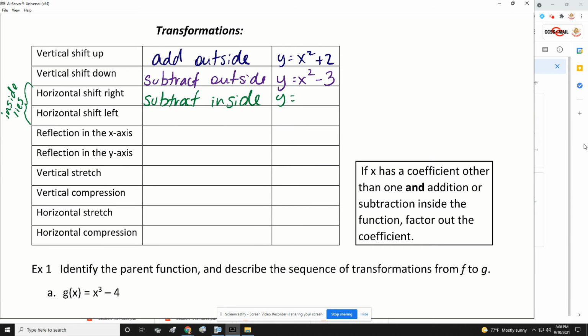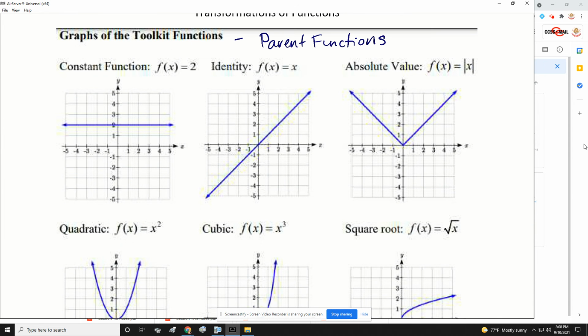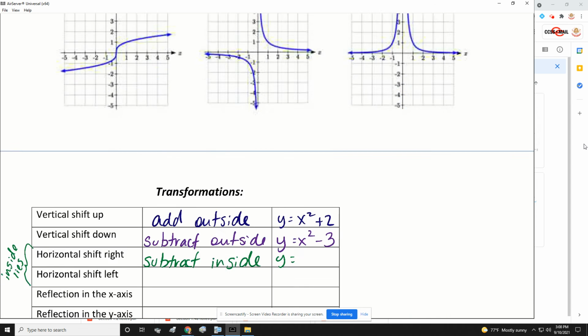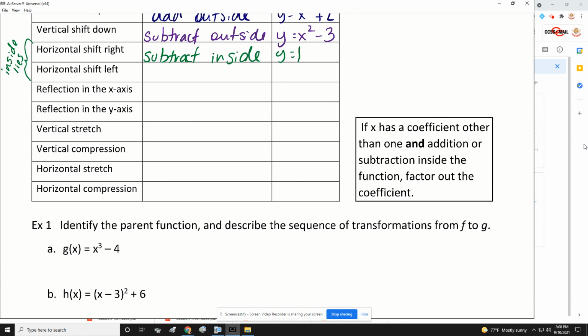So if I wanted to take the absolute value function and shift it 3 to the right, then I would do the absolute value and then x minus 3 on the inside. All right, to shift left, I'm going to add on the inside. So the absolute value, I want to go left 4, I would do x plus 4 inside.